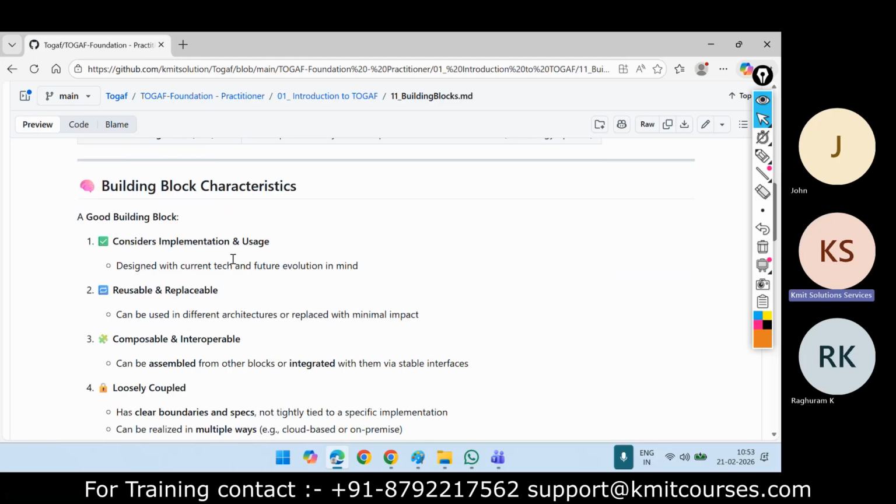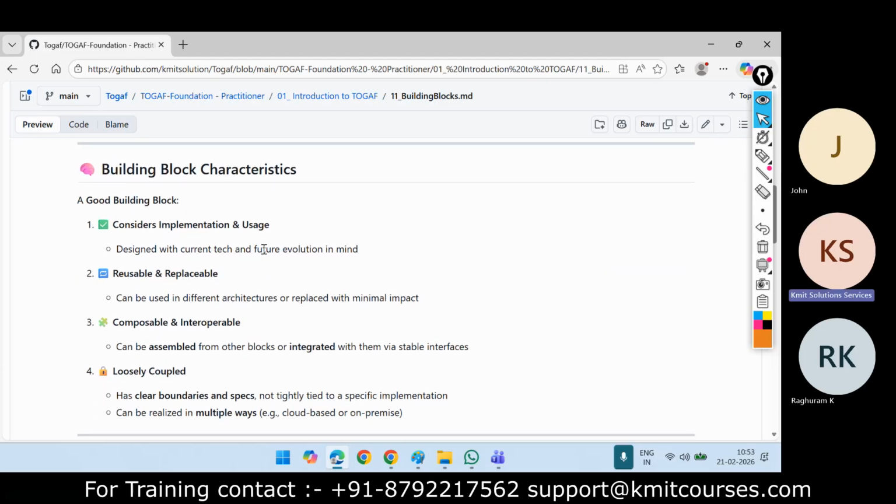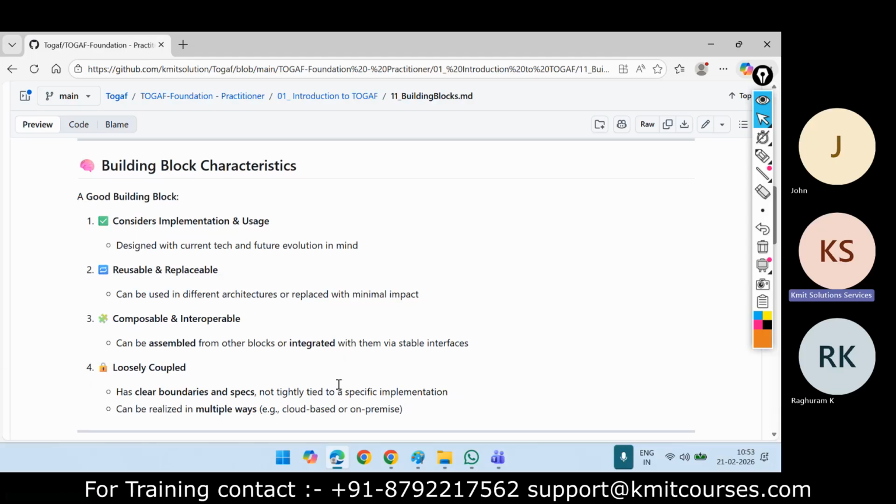So let us understand building block characteristics. That is what I have mentioned: considering implementation and usage, designed with the current technology and future evolution in mind, and reusable and replaceable, composable and interoperable. It means it can be assembled from other blocks or integrated via stable interfaces, loosely coupled.